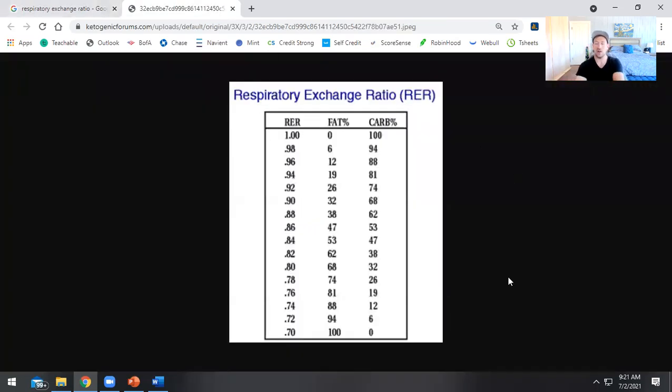Remember, we talked about how the respiratory exchange ratio, or the respiratory quotient, is the amount of oxygen being consumed versus the amount of CO2 being exhaled. So if you bring in 100 units of oxygen and 70 units of that oxygen get burnt up as energy, there's only 30 remaining. That means that your RER is about 70%.